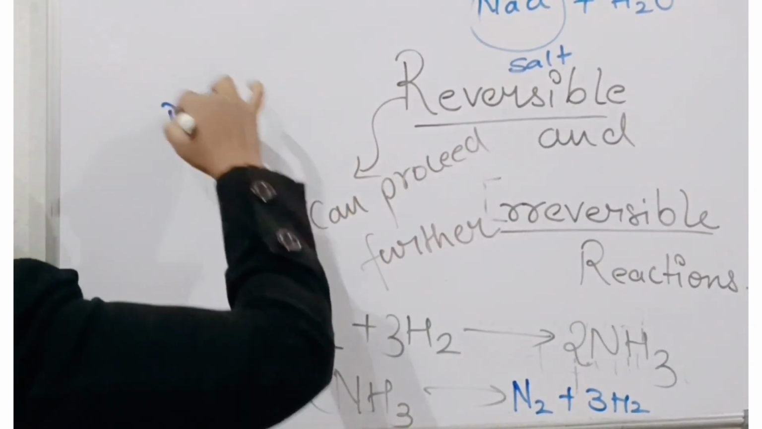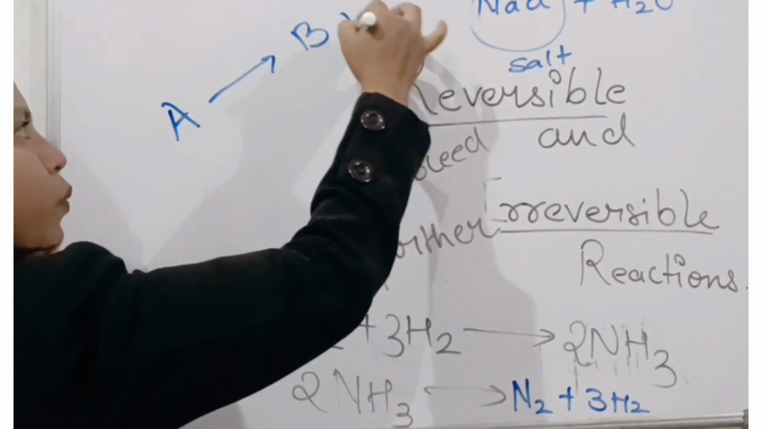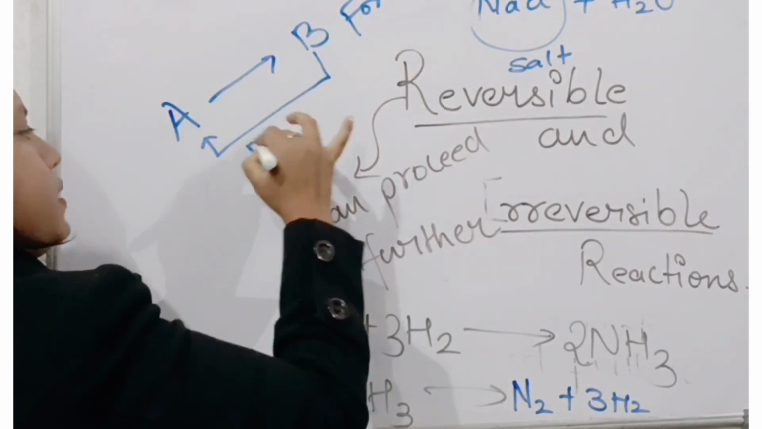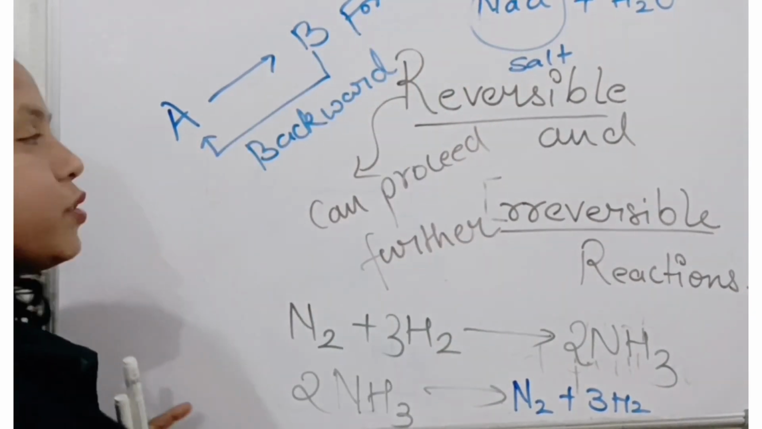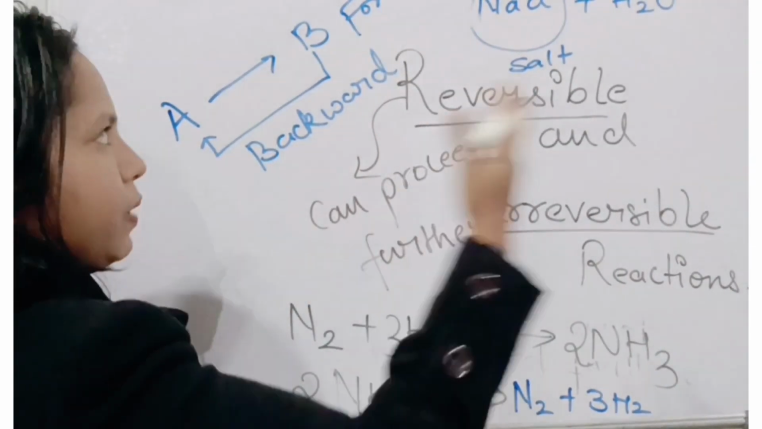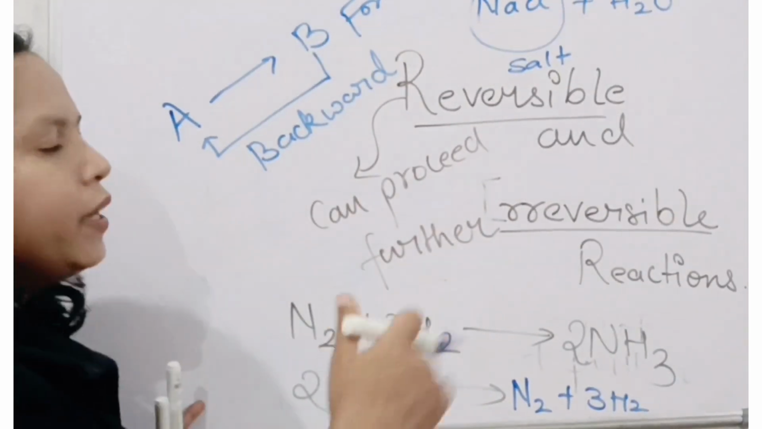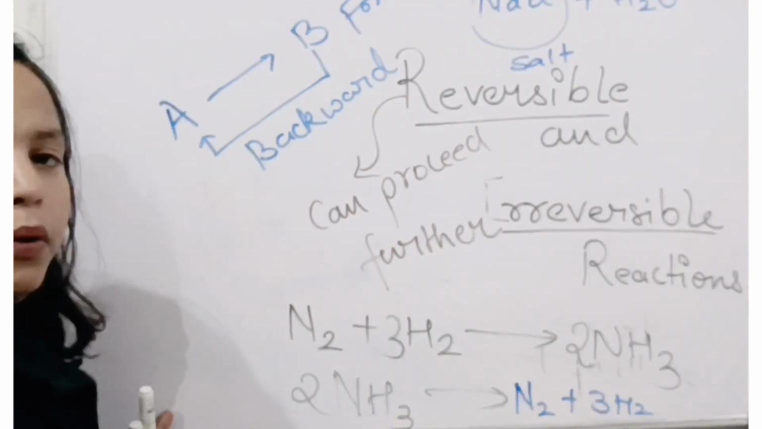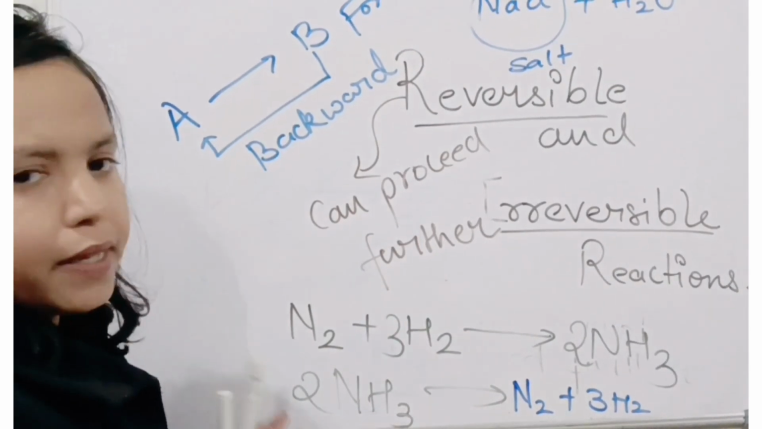Okay, that means from A to B this forward reaction is possible, as well as from B to A, that is the backward reaction is also possible. Got it, student? So in a reversible reaction, both modes will operate, forward as well as backward, whereas in irreversible reactions only the forward reaction will happen once. Okay, so this is all about the basic differences between reversible and irreversible reactions.